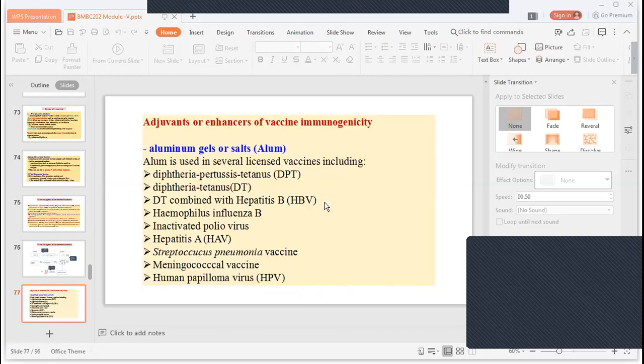So I have already explained that adjuvants are used to enhance or boost up the immunogenicity of an antigen in vaccine production. So adjuvants can be of different types of compounds. This may be inorganic compounds like aluminum salts or gels, which are called alum. They can be some herbal compounds as oils. They can be Mycobacterium tuberculosis detoxified forms, inactivated forms.